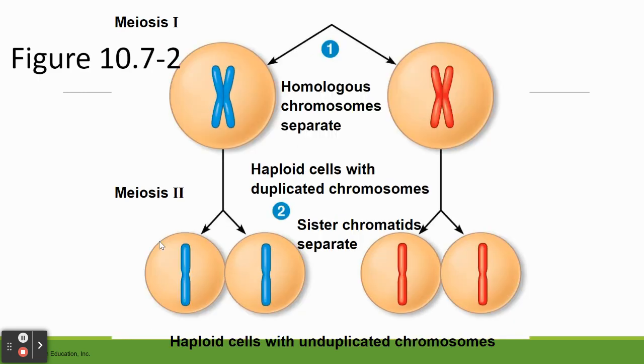When we start meiosis 1, the homologous chromosomes will separate so that all of dad's are in one cell and all of mom's are in the other. The haploid cells with those duplicated chromosomes are then going to separate into sister chromatids. So we've broken apart the sister chromatids, and they're each in their own little cell. That's what happens in meiosis 2.